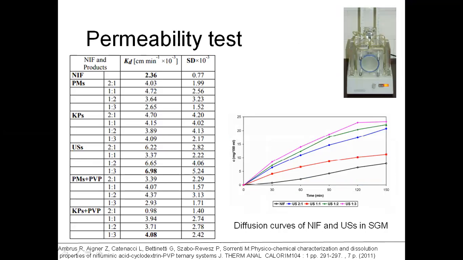And finally, we investigated the permeability, the diffusion of the products measured by Sartorius apparatus, which was valuable only in the case of simulated gastric media. The diffusion was improved, the key D value around 1.5 and 2 could be reached, and the diffused drug amount rose to 5-fold. For all products, the diffusion was more advantageous than that of niflumic acid in simulated gastric media.